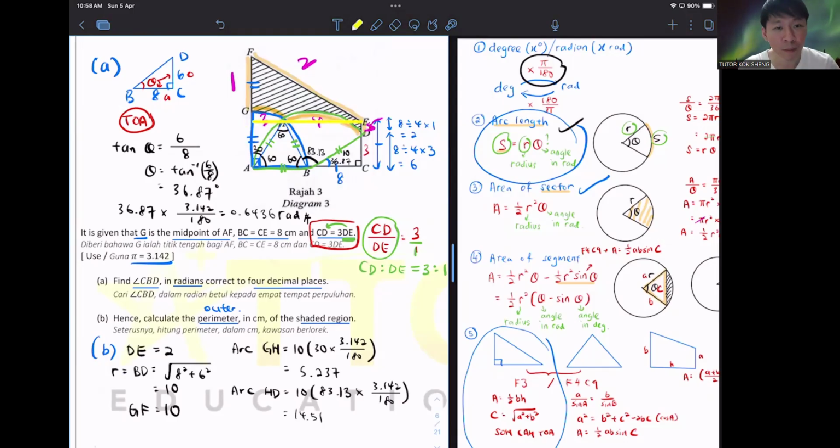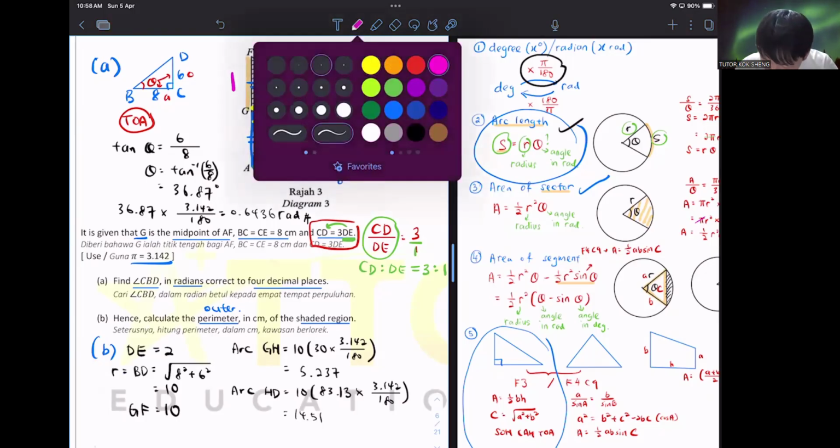Okay, can see. On top is a right angle triangle. Bottom is a rectangle. Can split into two. You know these two are same length.